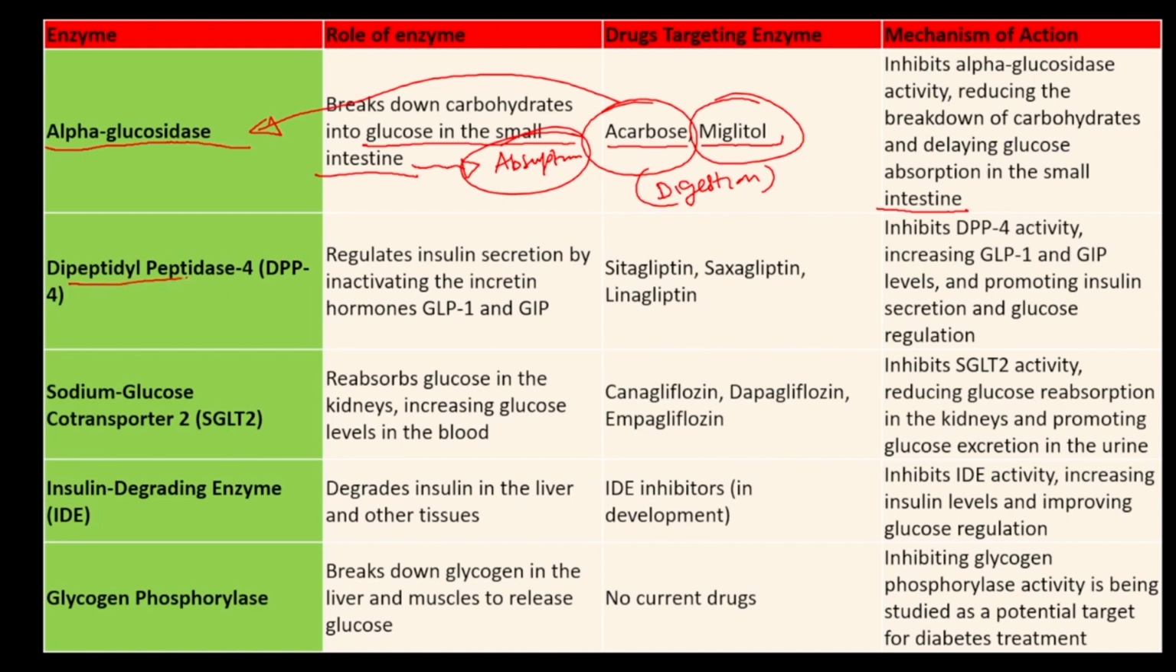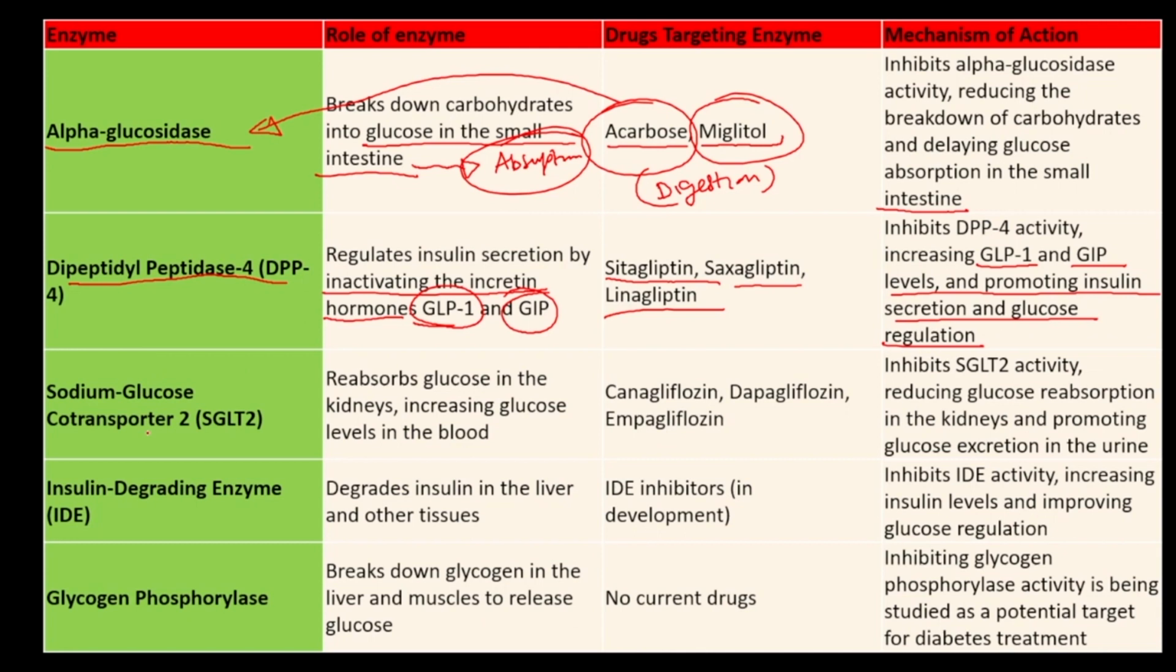Then we have the dipeptidase. It regulates the insulin secretion by inactivating the secreting hormones like GLP-1 and GIP. So what you can do is put in these inhibitor molecules, and they will inhibit the DPP-4 activity, increasing the GLP-1 and GIP level and promoting the insulin secretion and the glucose metabolism.